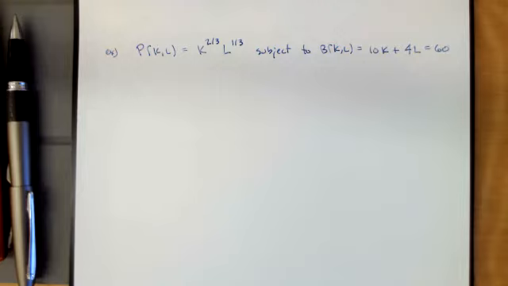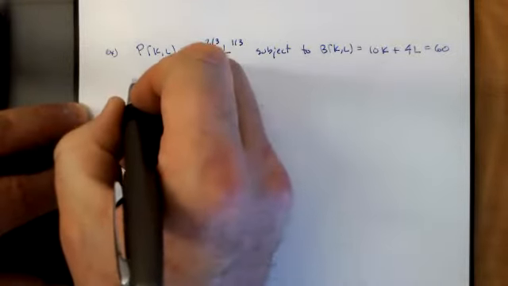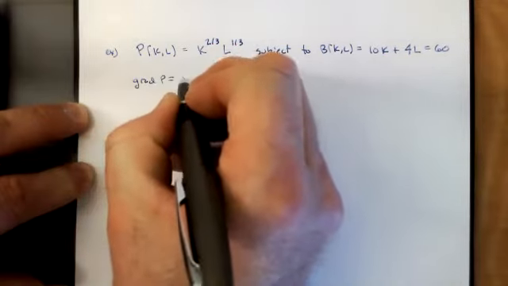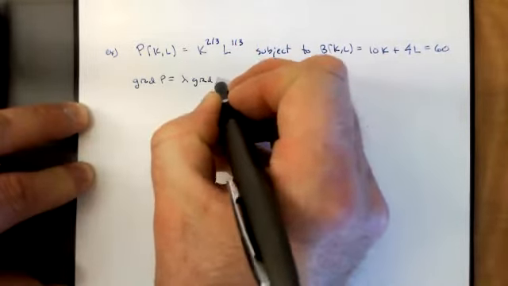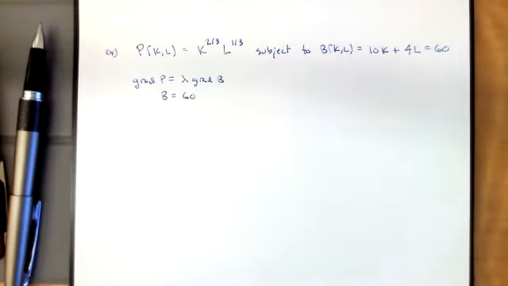So we're going to have some mix of K and L to get our production off the ground. And we want to know what the optimum distribution of K and L is going to be. Any questions? Let's proceed. We want the gradient of P to equal lambda times the gradient of B. And we also want B to equal 60. So this is the system of equations that we're going to solve.